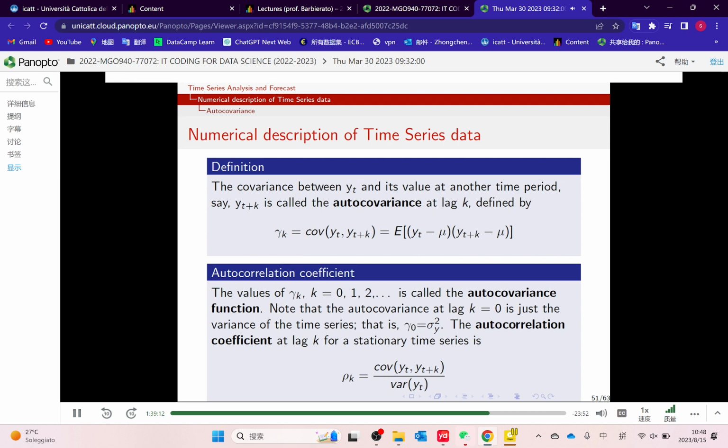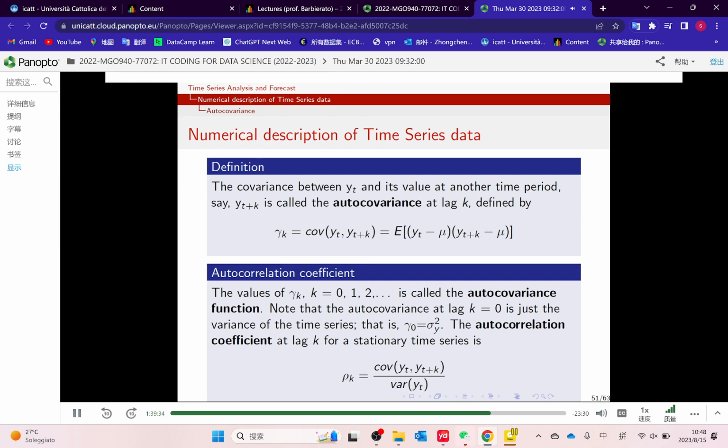There are some banalities. For example, for the very first lag, for k equals 0, if you just calculate this formula, you actually just calculate the variance of your time series. This is for the autocovariance.